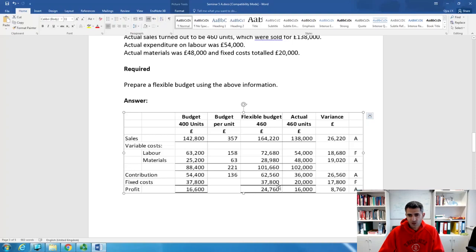In terms of fixed cost, actually we did good results in fixed cost. Why? Because in the flexible budget, we expected 37,800. This number is taken from the budgeted number, 37,800, but in the actual results we ended with 20,000 as fixed cost. This is amazing. This is a great job. Well done. So we have a favorable of 17,800. Could be any reason why.